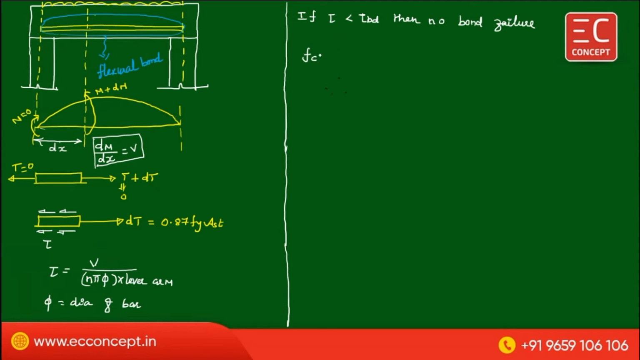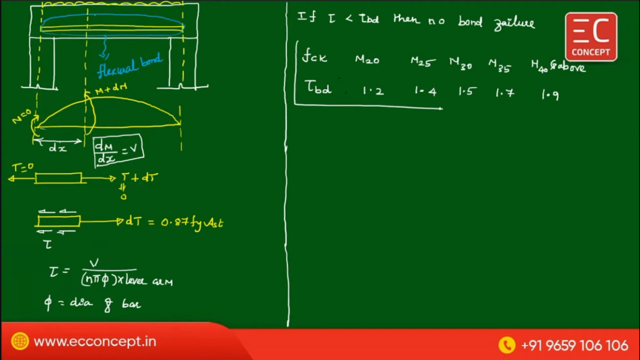So tau bd for different grades of concrete fck: for M20 concrete, M25 concrete, M30 concrete, M35 concrete, M40 and above. The values are 1.2, 1.4, 1.5, 1.7, 1.8. So these are the values.